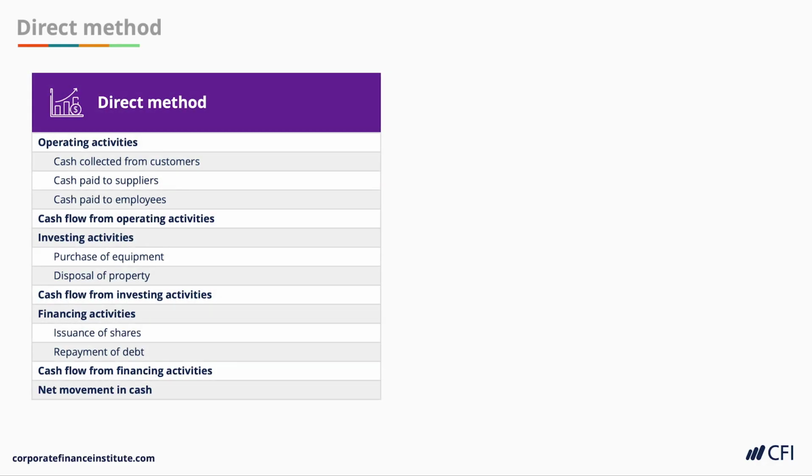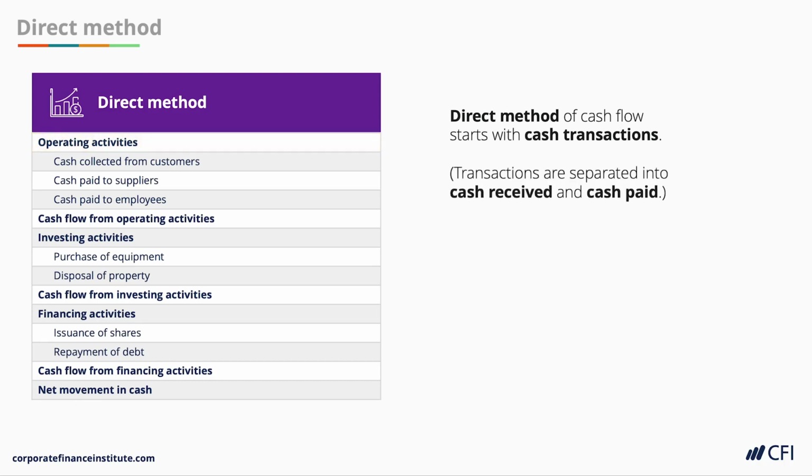In the direct method, the cash transactions themselves are the starting point for deriving operating activities. The cash transactions are grouped into classes where receipts are separate from disbursements. Examples of the classes include receipts from customers, disbursements to suppliers, and disbursements to employees, among other operating receipts and disbursements to arrive at operating cash flows.